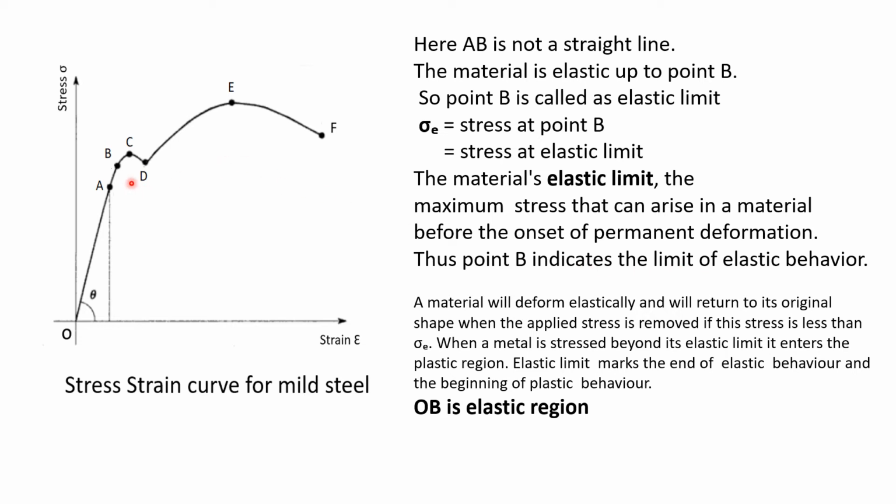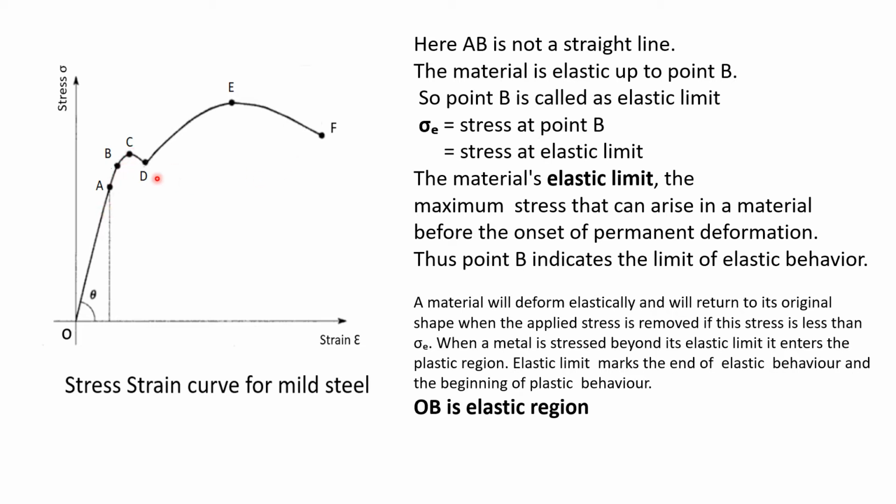So here if the stress at B is taken as sigma E, then if the stress is less than sigma E, that means it is somewhere here, and at that point if the load is removed, then the material will come back to its original size and shape. It means that the material behaves elastically up to point B.